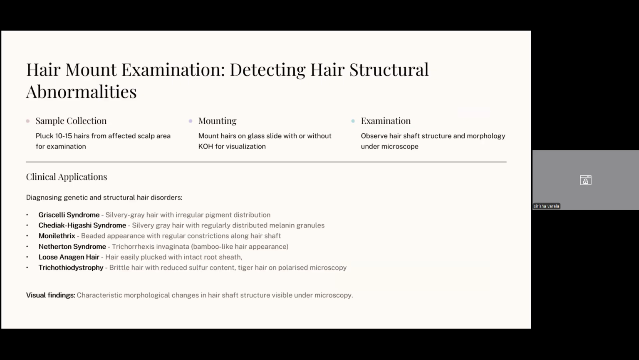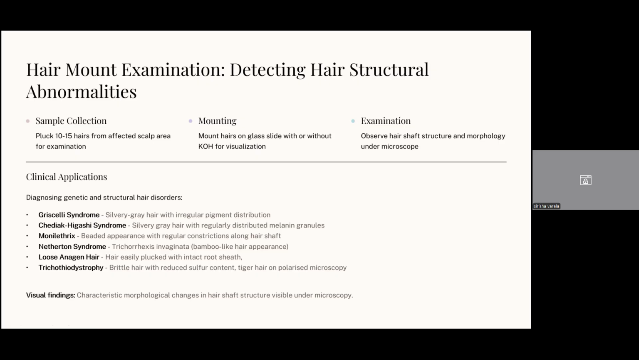Then let us go to the hair mount examination. This is for detecting structural hair abnormalities. You're going to pluck 10 or 15 hairs from the affected area. You're going to mount it on a glass slide. You can also add KOH for better visualization. And you're going to observe the hair shaft structure and morphology under the microscope.